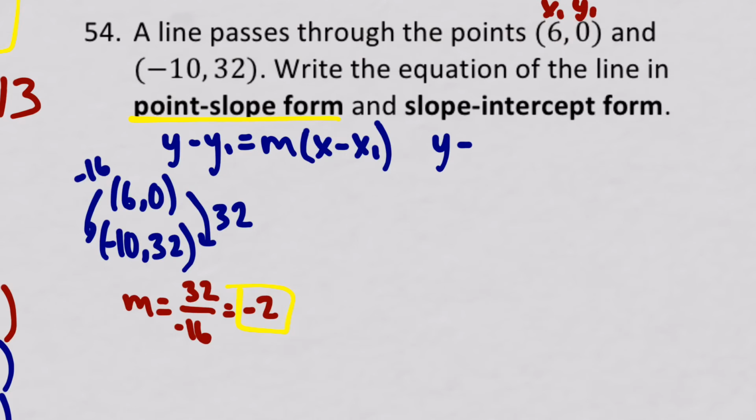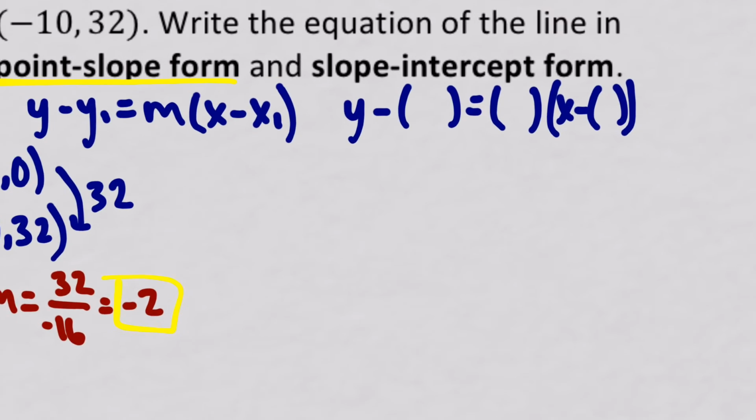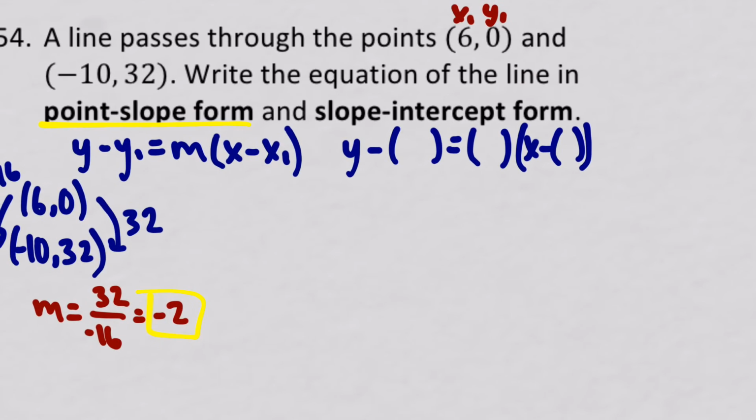Y minus y sub 1, whatever that is, equals m times x minus x sub 1, whatever that is. Right? Plug in those numbers. I know m is negative 2, right here. I know x sub 1 is 6, and I know y sub 1 is 0. Clean it up and you are done.